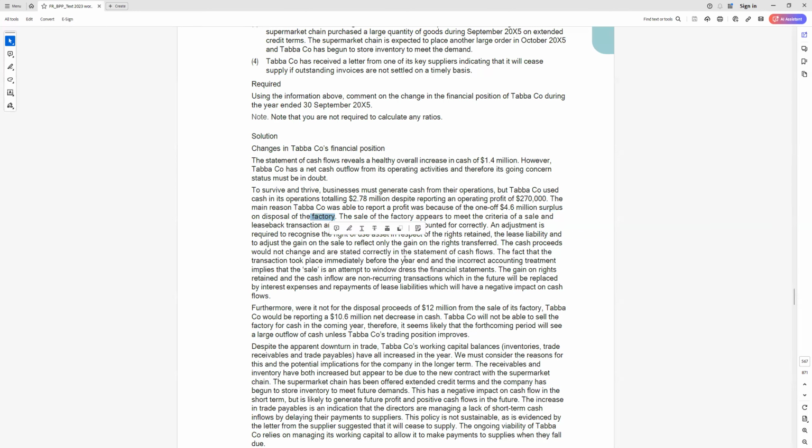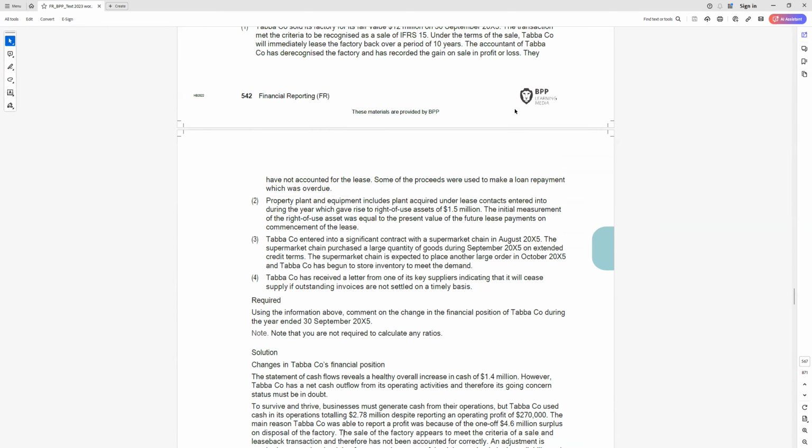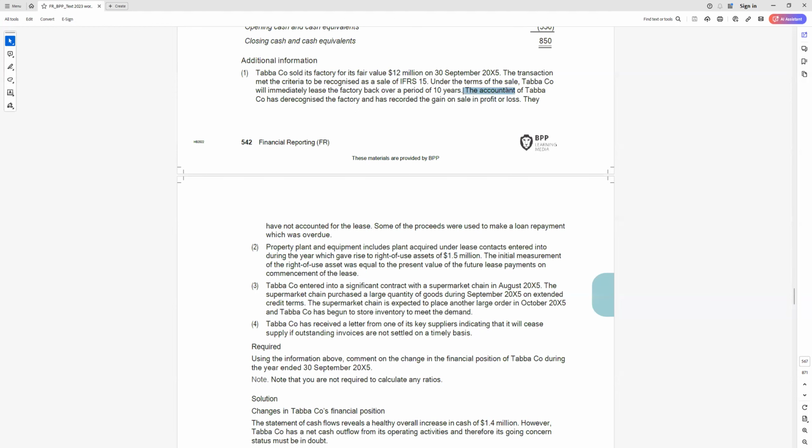How am I going to spend 2.7 million? I should not have this money. The sale of the factory appears to meet the criteria for a sale, and the leaseback transaction therefore has not been accounted for correctly. So the question tells us they didn't record it, and we need to mention that as well, because they said the accountant of T Co has derecognized the factory and has recorded the gain on the sale in profit and loss. They have not accounted for the lease. So as far as it meets the criteria of IFRS 15, we should recognize it.